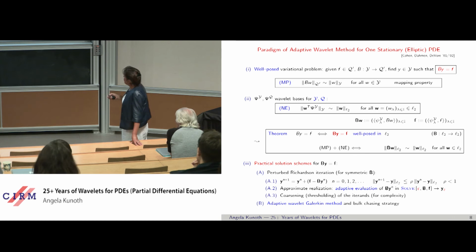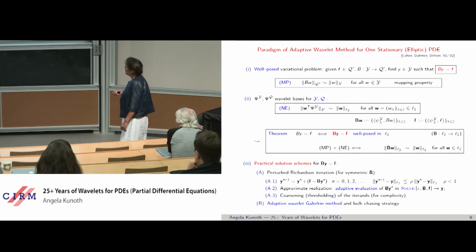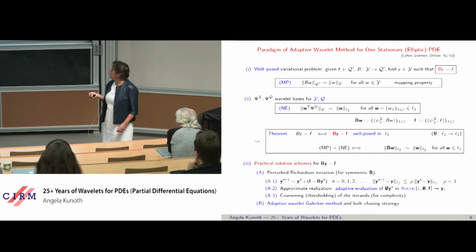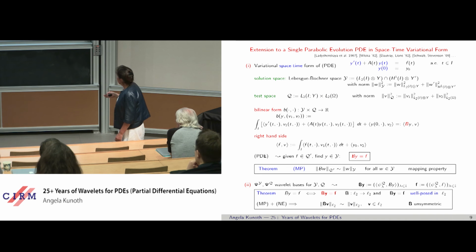you can use an adaptive evaluation of this operator applied to an input vector, and then, for complexity reasons, you should coarsen or threshold the iterates. And there's another type of direction: adaptive wavelet Galerkin methods and bulk chasing strategy. So let's say in the last 10, 12 years or so, people have been working also on these methods.